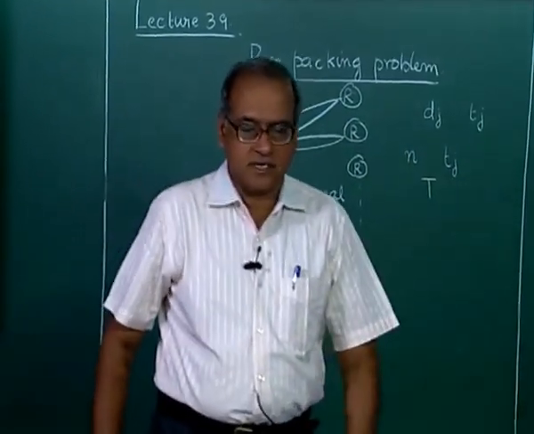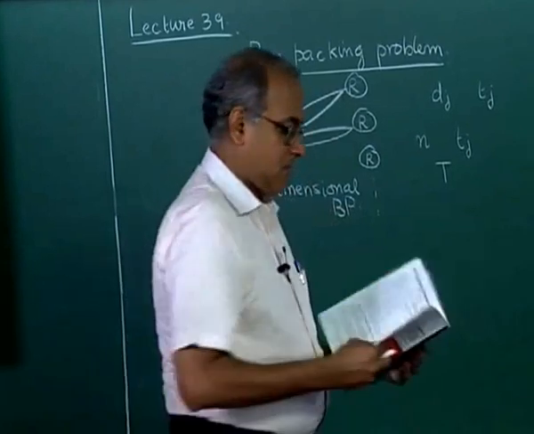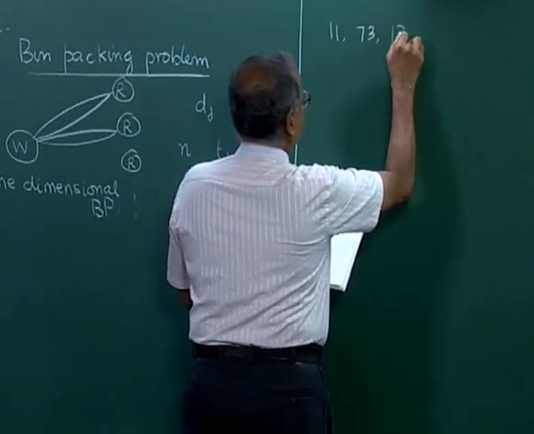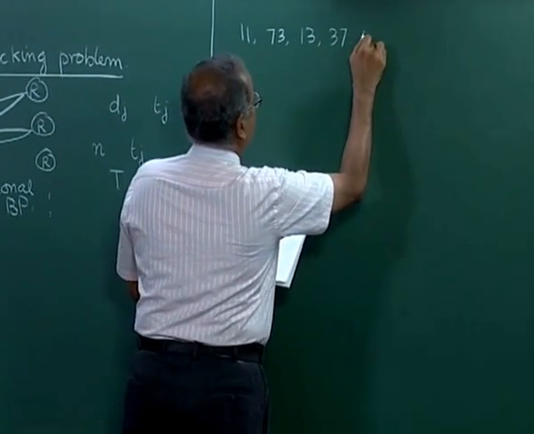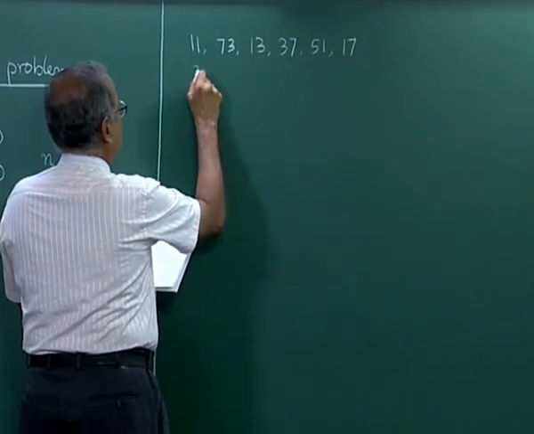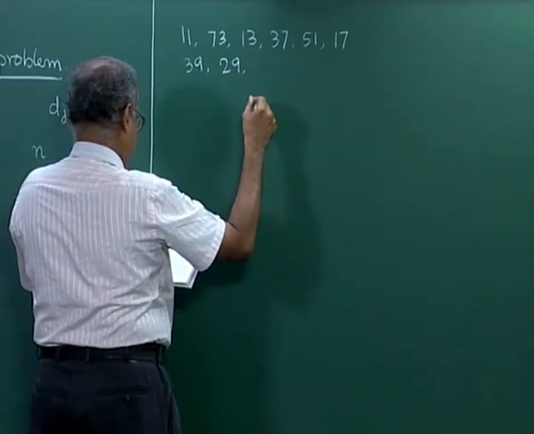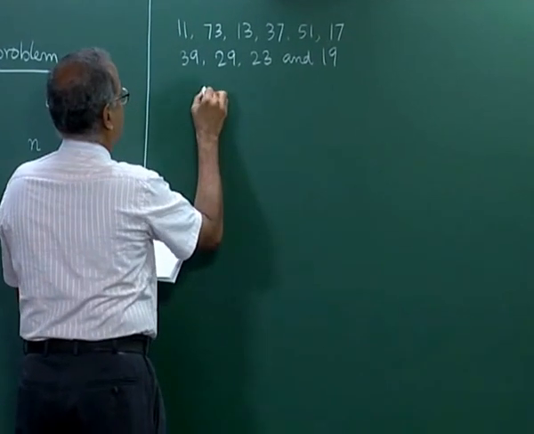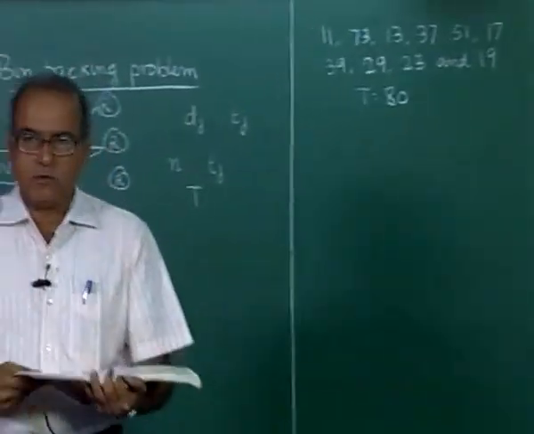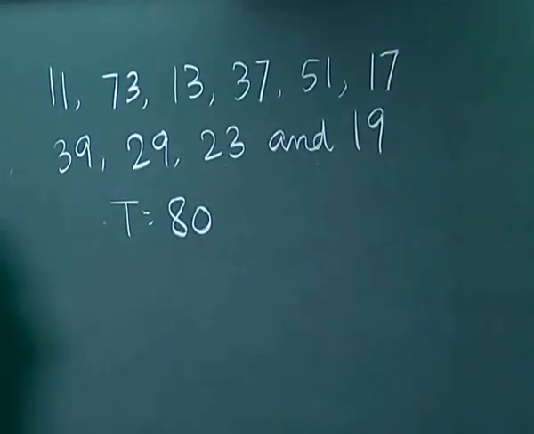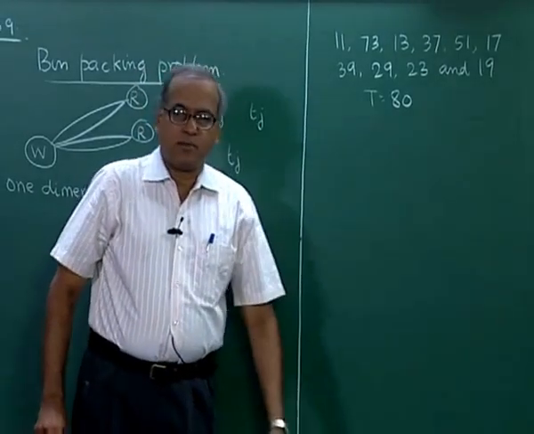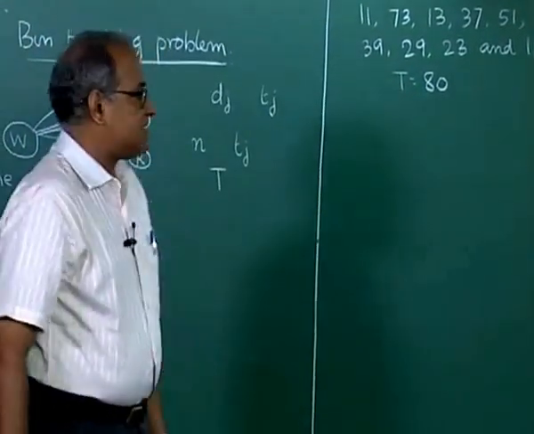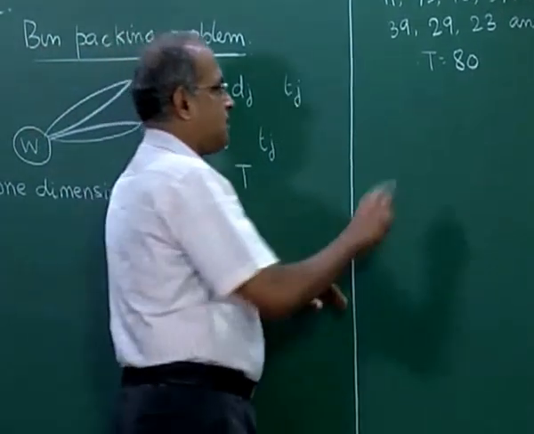Now, we explain it through a numerical illustration. We assume that there are 10 requirements and the time for each of these requirements is given in these 10 numbers, and then the total time availability is 80. So, the problem is to find out the minimum number of trucks such that we are able to meet all the demand. So, now Tj is given here.